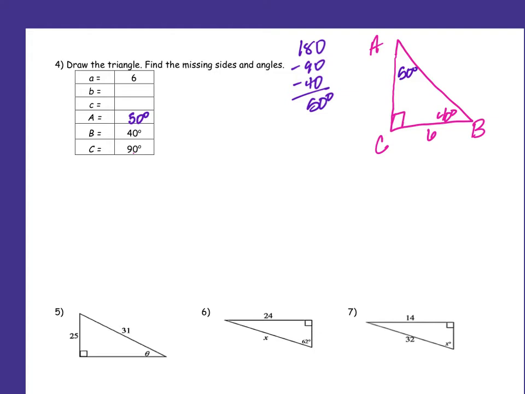Okay. So now I need to find my 2 other sides. Let's label these sides here. Side C is opposite angle C, and side B is opposite angle B. So I need to find both B and C. Let's start with finding B.